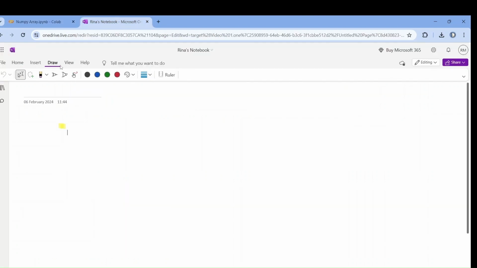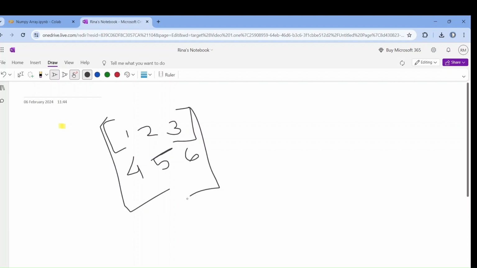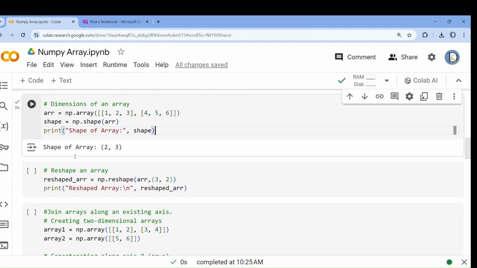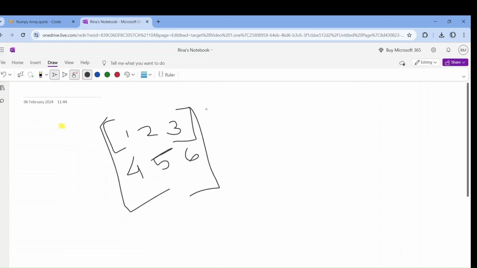The array is like that. Let me show you. It is like 1, 2, 3, like this. Here we have 4, 5, 6. Okay. You can see this is an array. So shape is 2 comma 3. 2 rows, 3 columns. Clear?